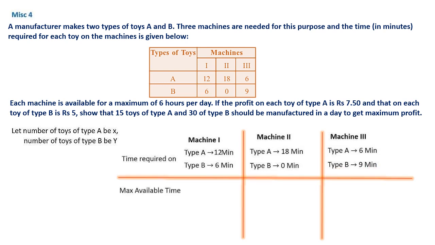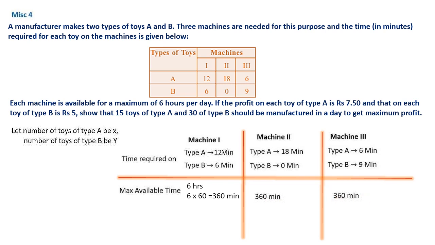And here the maximum available time. Each machine is available for a maximum of 6 hours per day. Means we have to write 6 hours. 6 hours in the sense the given conditions are in minutes. 6 into 60, that is equal to 360 minutes. Converted hours to minutes. And each machine is available, means all three machines also 6 hours only. So here also 360 minutes and here also 360 minutes.